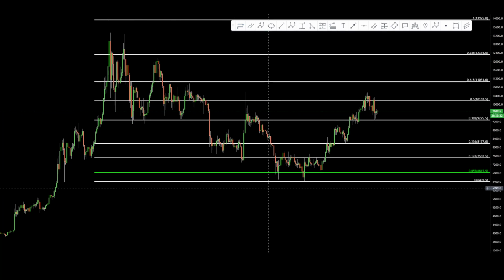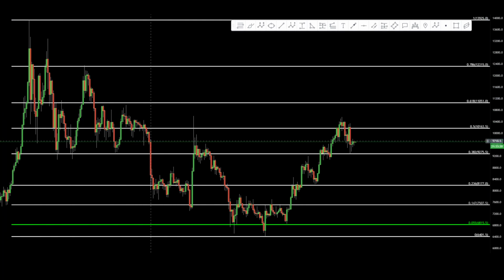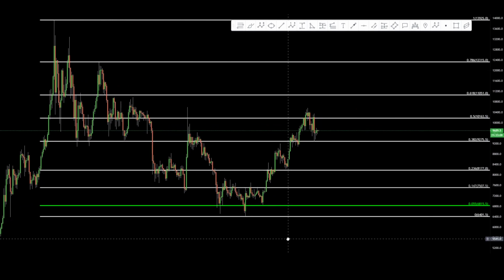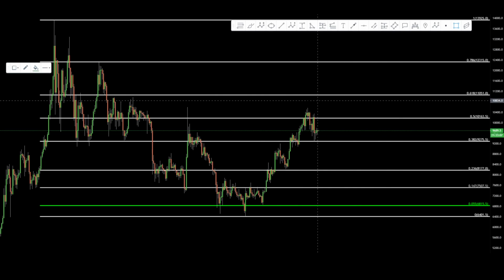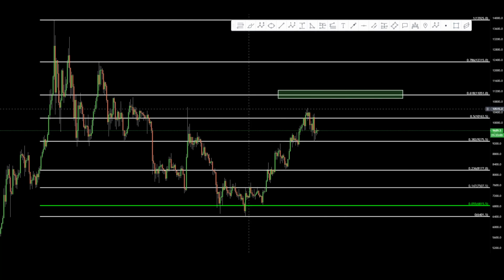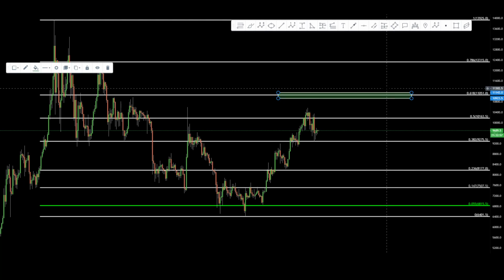Okay, and this gives us the 61.8 right around 11,050. Now this is from 14,000, so this is not the all-time high, but this gives us a retracement level of around 11,000. So if we have some other things that line up, this level could be a good take profit level if we entered into this zone down here, because the 61.8 is something that Bitcoin really, really loves.